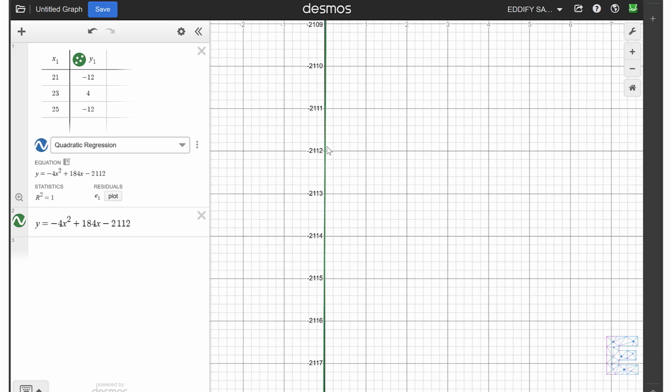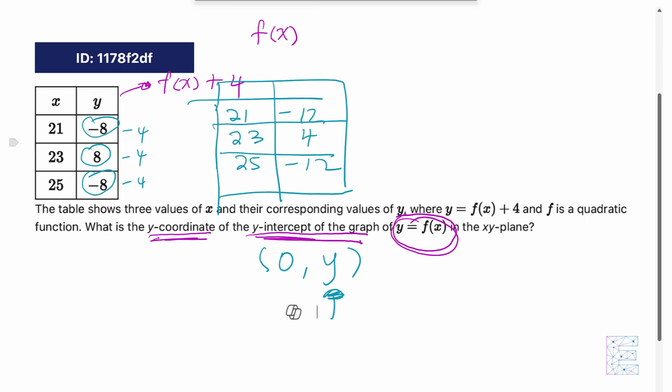This right here. If I click on this, you'll notice that that's 0, comma, negative 2112. And we know that that's the y-intercept because at the y-intercept x must be 0. Long story short, the answer to this is negative 2112. But if you remember that shortcut, just look at the last digit. That's the y-coordinate of the y-intercept. That's it.